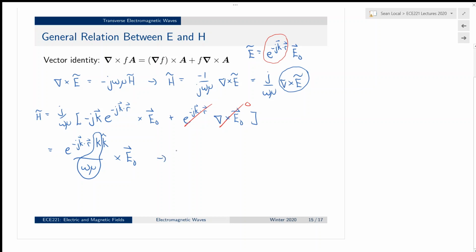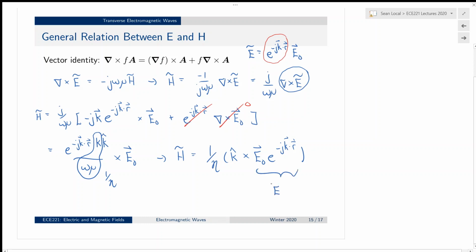So if we now write our expression for H tilde, this term is 1 over eta naught, as I just said. So this is 1 over eta naught times k hat crossed with E naught times e to the minus j k dot r. And again, we recognize this term here as E tilde. So we can find H tilde simply by taking the cross product of k hat and E tilde and dividing by the intrinsic impedance of the medium, which is eta here.